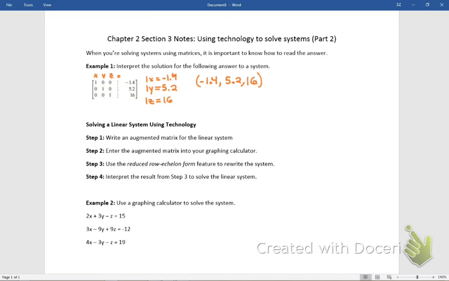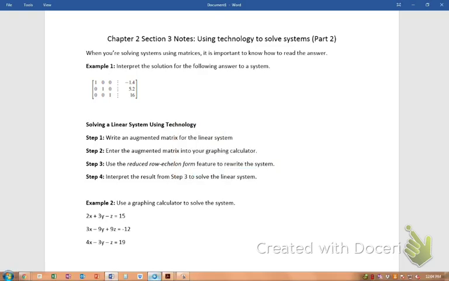So let's do this. First, with example 2, we need to put it into an augmented matrix. If I were to rewrite this as a matrix, you should know already, we would get 2, 3, negative 1, line, 15; 3, negative 9, 9, negative 12; 4, negative 3, negative 1, 19. So that's the matrix we're putting into our calculator. Let me show you how to do that.